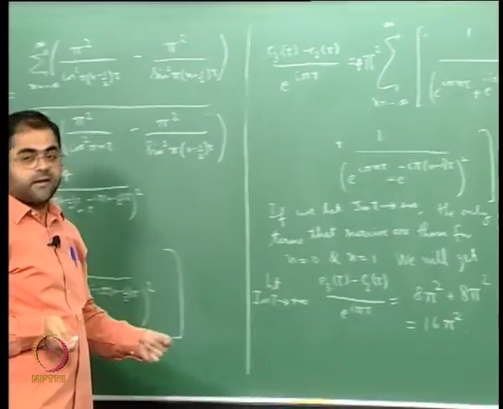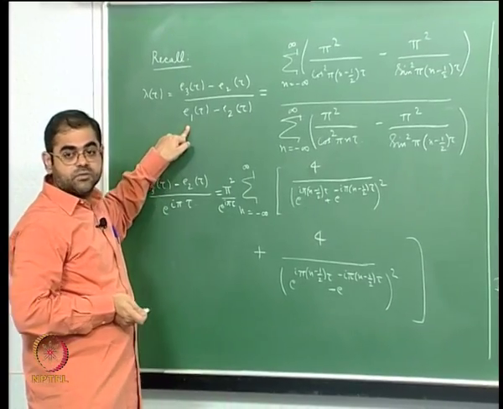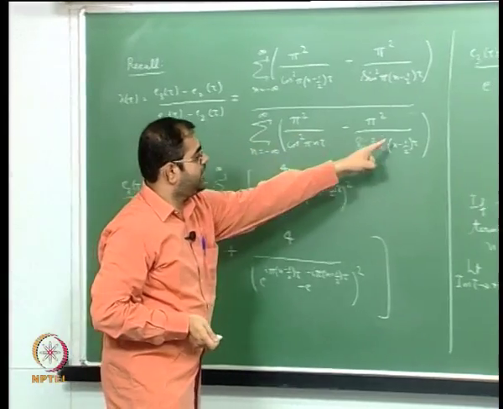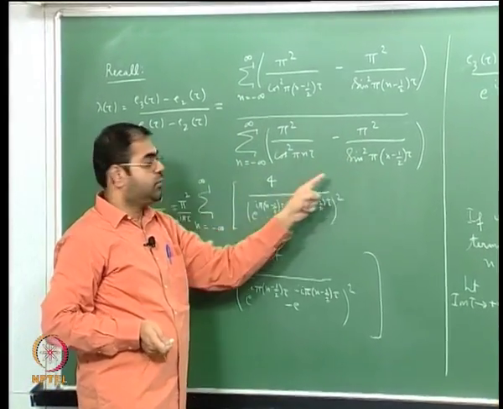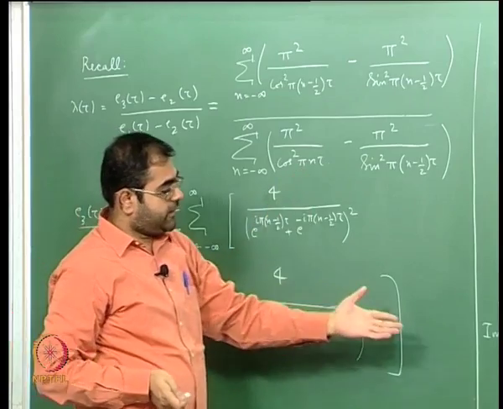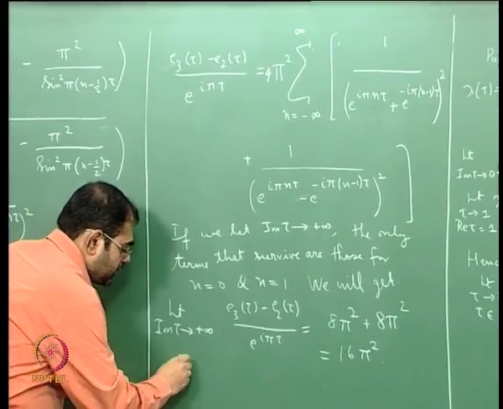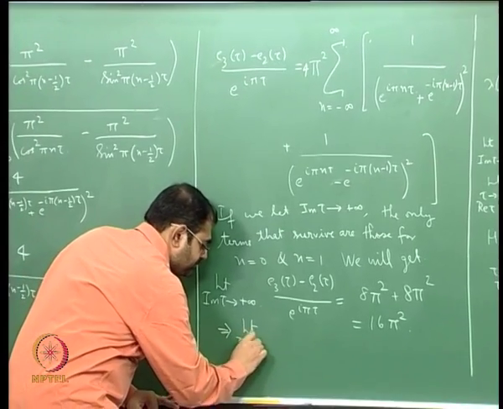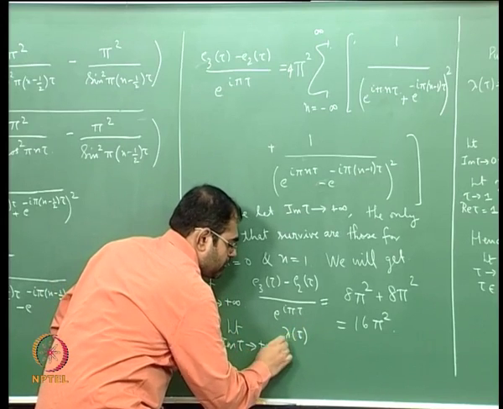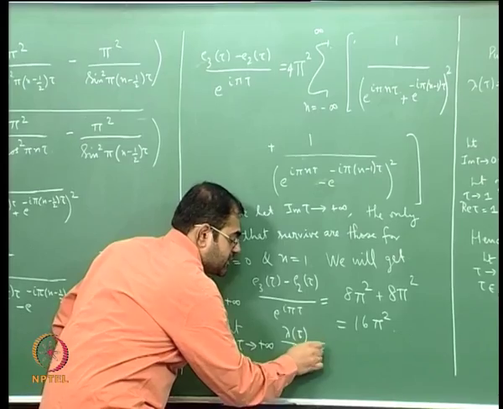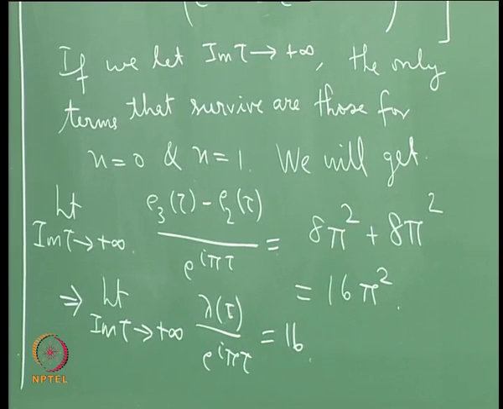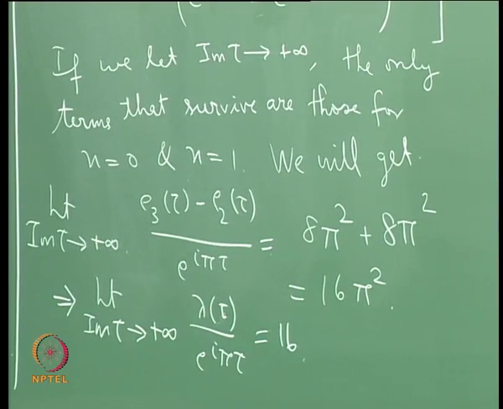Now combine this with the fact that as the imaginary part of tau goes to plus infinity, E1 tau minus E2 tau goes to pi squared, because the only contribution you will get, as I told you, was from the term n equal to 0, and in that case you will get a pi squared. So this will tell you that the limit as the imaginary part of tau tends to plus infinity of lambda of tau by e power i pi tau is 16. So that is how you get that estimate. So this estimate is very important.